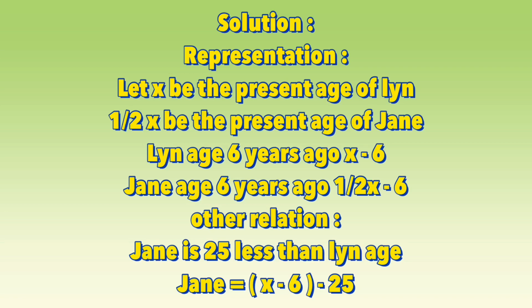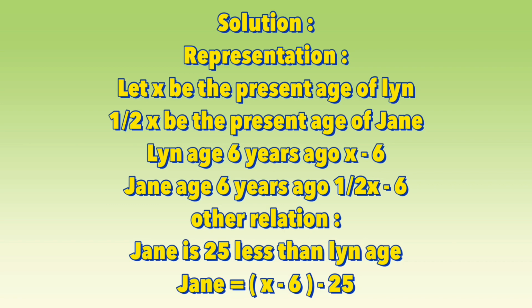The other relation we have, based on the problem, is that Jane is 25 less than Lynn's age. If we translate this into a mathematical sentence, we have Jane equals x minus 6 minus 25. Okay, our equation: Jane's age ago equals Lynn's age ago. This is just a matter of comparison. So we have to solve the equation.